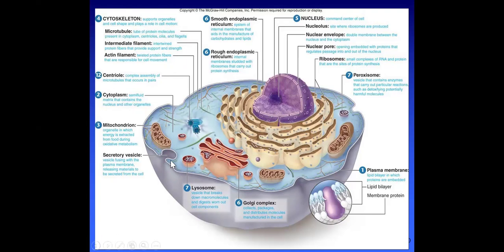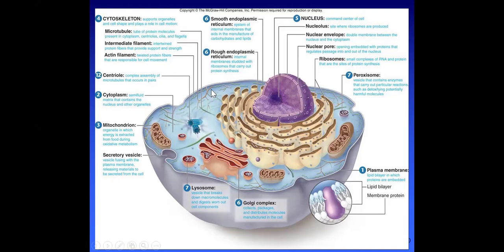This is the secretory vesicle. This is the lysosome. We will discuss it in detail in the upcoming slide. This is another organelle known as the Golgi complex, which is involved in the packaging function, and it also distributes those molecules which are manufactured inside the cell. Similarly, these are the centrioles.